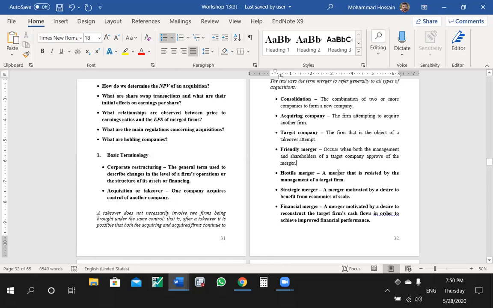Hostile merger, a merger that is resisted by the management of a target firm. That management do not like it that someone is taking over, but it is still being taken over.